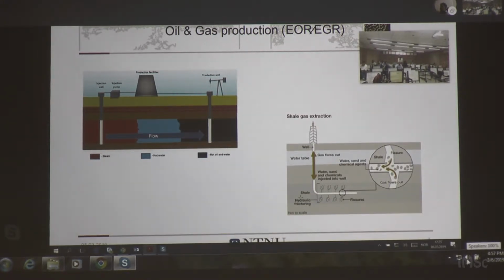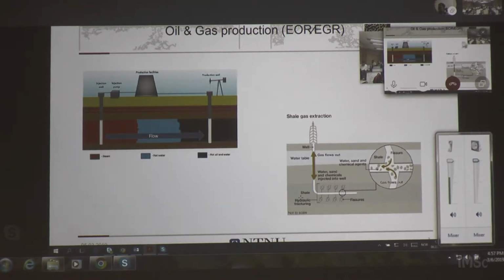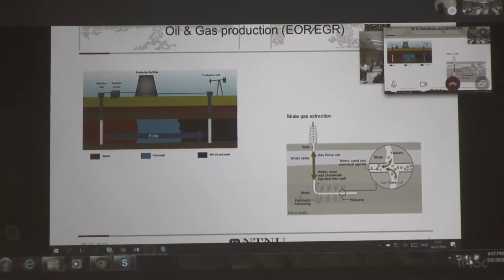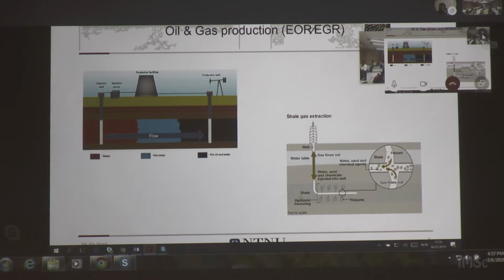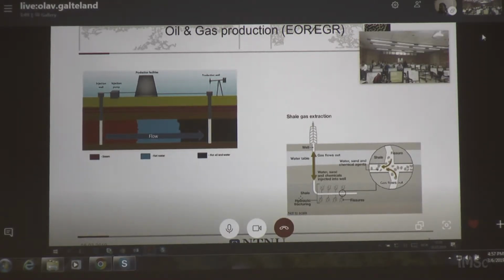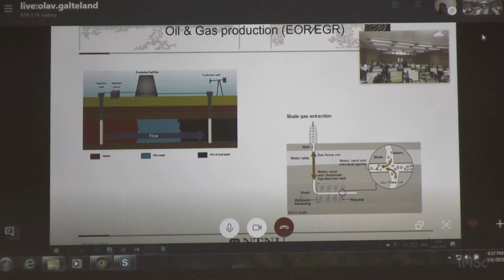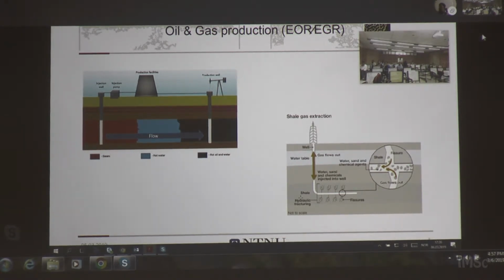On the right hand side you can see another example, the example of shale gas extraction. There we need to create some fractures. It's called hydraulic fracturing. Normally people pump some fluid like water, sometimes mixed with some chemicals, with a very high injection pressure, and that pressure creates some fractures. Those are the channels to extract gas from the tight reservoirs.